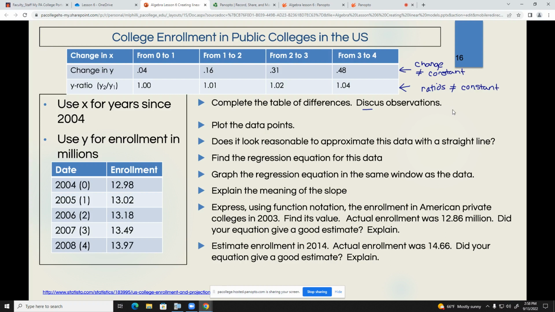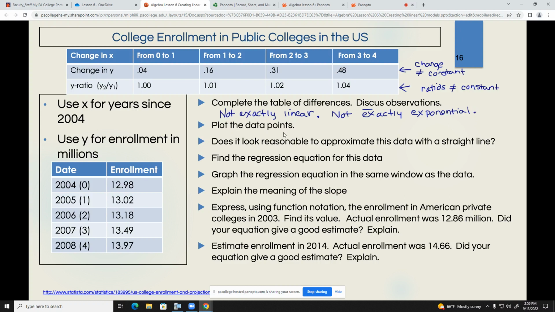And because these are not constant, I can decide that it's not exactly linear, because linear would be constant change, which I don't have. And I can also decide that it's not exactly exponential, because exponential would be a constant ratio, and I don't have that either. So that's what I've observed.